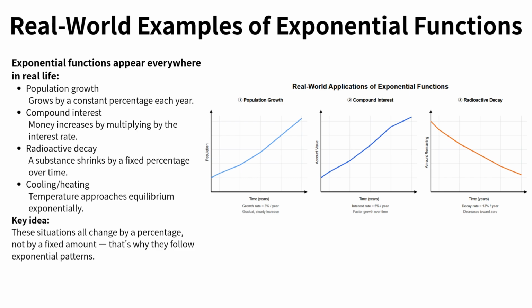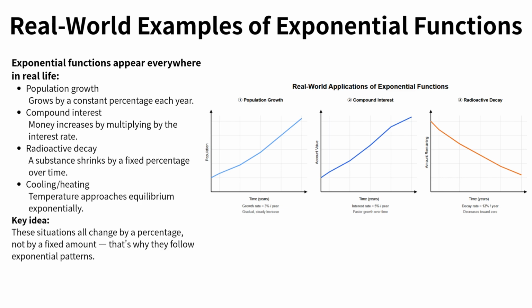Another example is radioactive decay. Certain substances decrease by a fixed percentage over time. Instead of dropping to zero immediately, they shrink gradually but continuously. This creates a smooth downward bending curve, like the one shown on the right.